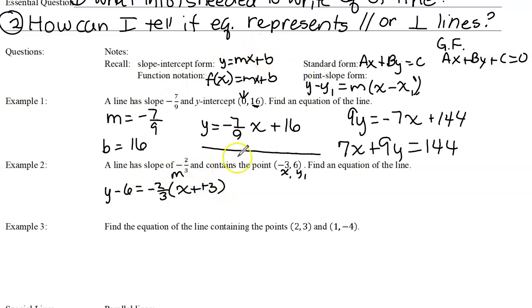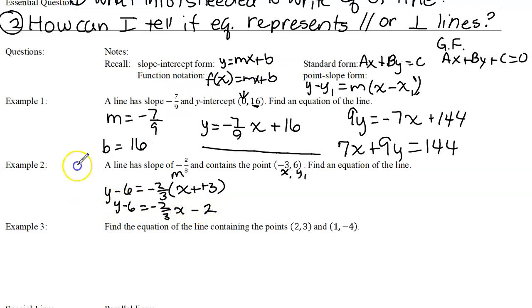And now that is an equation of a line that is actually an acceptable equation of the line, but typically we would put this in slope-intercept form. So we'll go ahead and clean this up so we could write it as a function and we could graph it. So we're going to distribute. So we get y minus 6 equals negative 2/3 x minus 2.